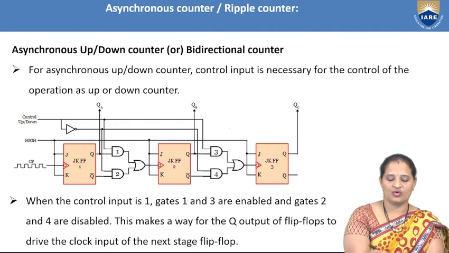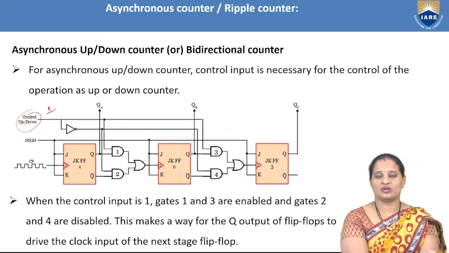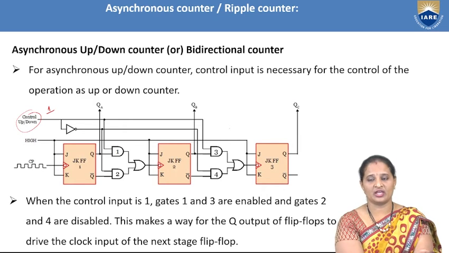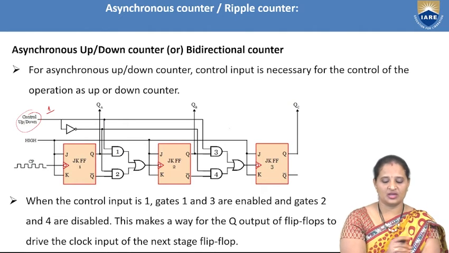Now let us see here what happens. So here this is the control input. Let us consider this as 1. Now what happens? In which mode is it operating? It operates in the incremental mode. Now let us see how it operates in the incremental mode.